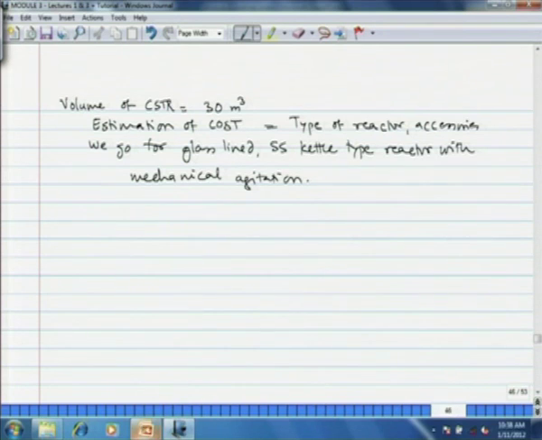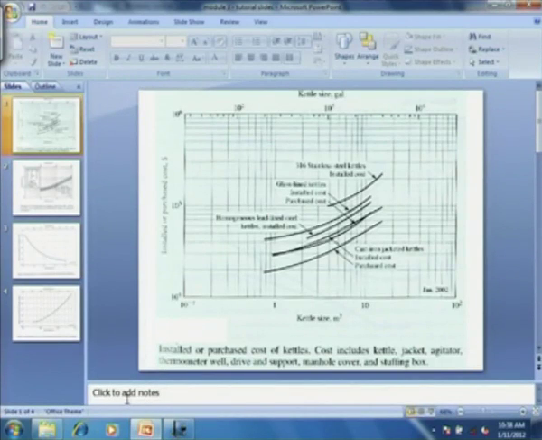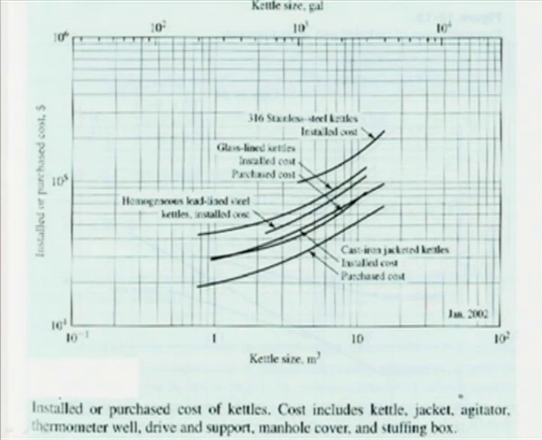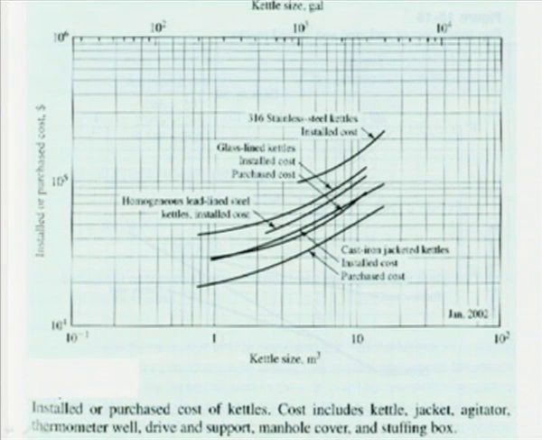Now, we have been given the cost correlations. To estimate the cost, we have to see the cost correlation. Several sources of these correlations are available. What you see on the screen now is the cost correlation for kettles. The cost includes the jacket, the agitator, thermometer well, drive, support, and also the manhole cover and stuffing box.